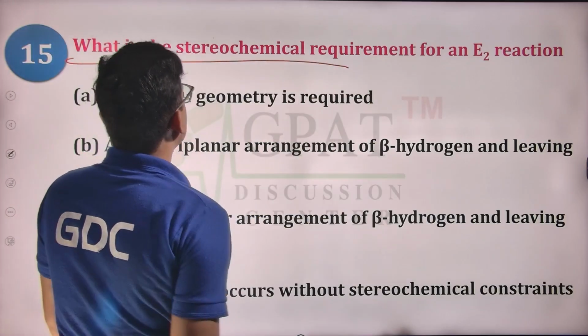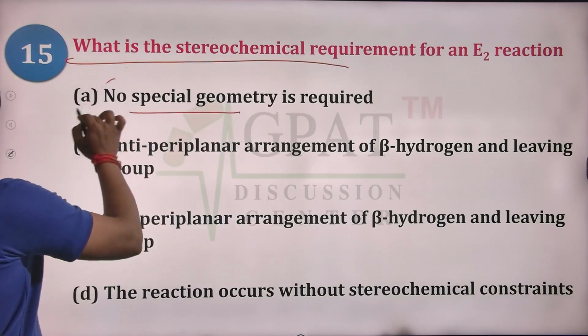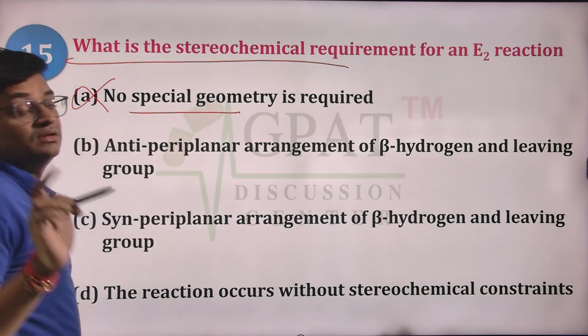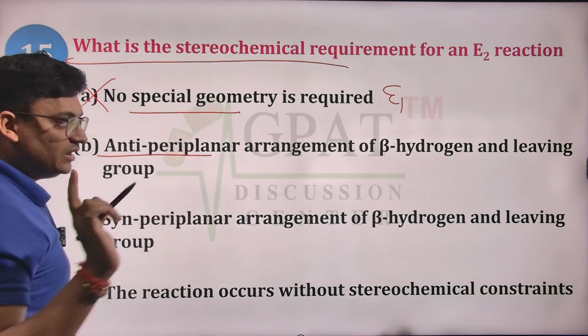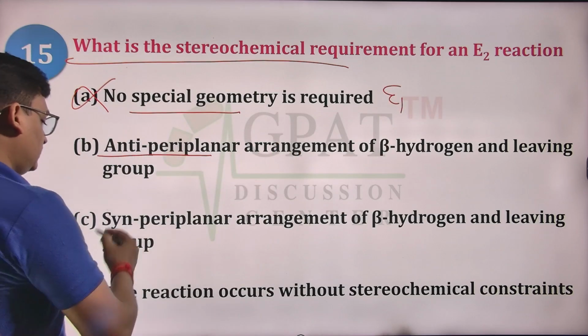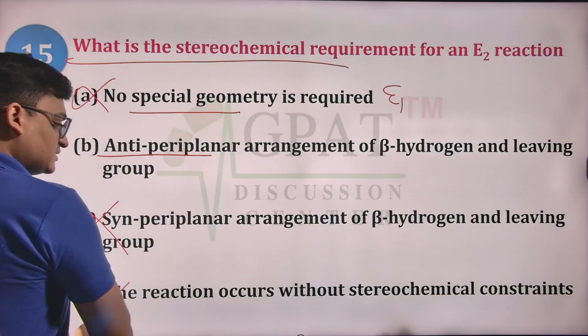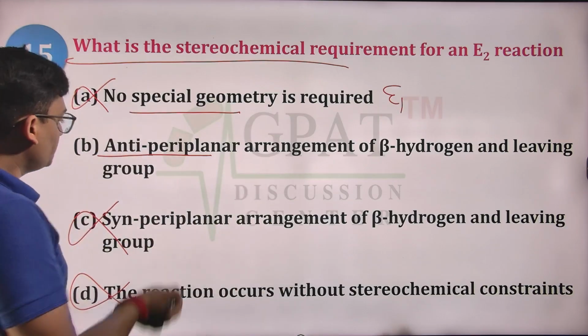What is the stereochemical requirement for the E2 reaction? No special geometry is required is the case for E1, as we have just seen. Anti-periplanar arrangement of beta hydrogen and the leaving group, yes, that is correct. Syn-periplanar, the reaction occurs without stereochemical constraint. So A, C, D are wrong.